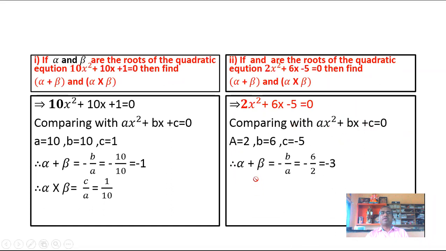Then relation between roots and coefficient: alpha plus beta is equal to minus b upon a. There is a minus sign. The value of b is equal to 6 upon 2. 2 3s are 6. Alpha plus beta is equal to minus 3. And second relation, alpha multiply beta is equal to c upon a. The value of c is minus 5 upon 2. Hence, alpha into beta is equal to minus 5 upon 2. Write down.